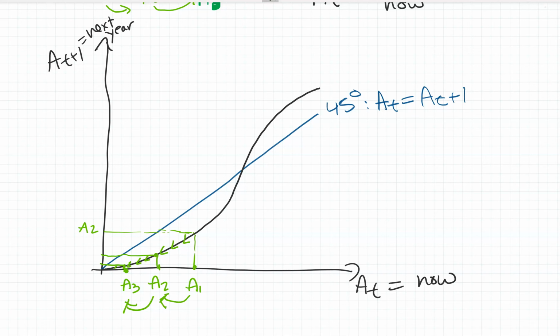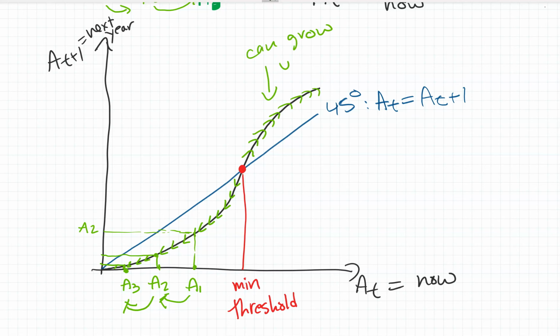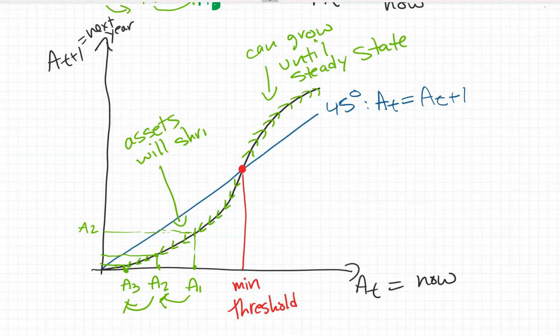So basically, beyond here is the minimum threshold. Anything less than that, if you start out there, you're just going to get poorer and poorer. But if you start above that, it's going to be just like the previous one I showed you. You're going to get higher and higher, so you can grow until the steady state. Your individual assets will grow. But this one, you're just going to fall deeper. So I can say assets will shrink.